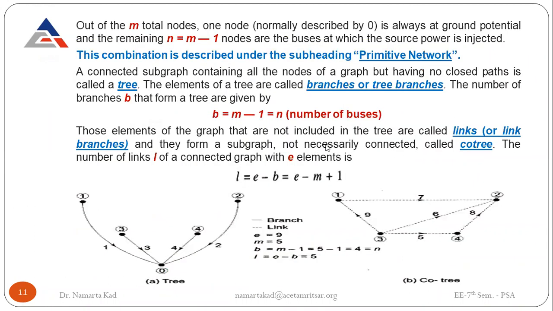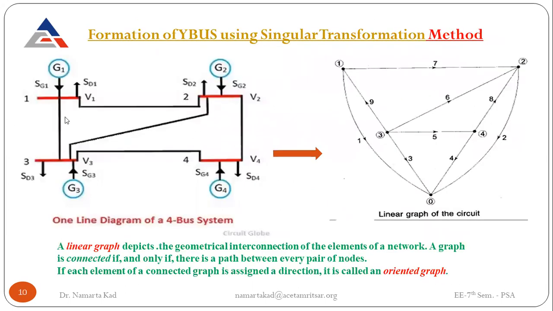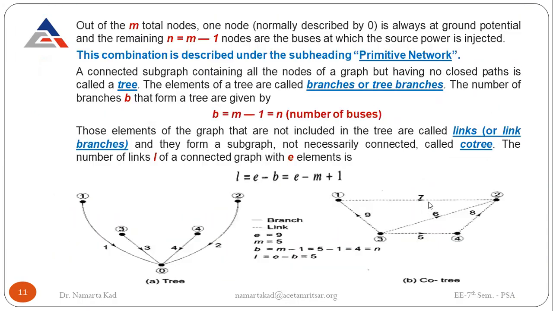Now, out of the m total nodes, one node, normally described by 0, is always at ground potential, and the remaining n, that is m minus 1 nodes, are the buses at which the source power is injected. So in this figure, the total number of buses is n, and n is equal to 4. And the total number of nodes, m, is equal to n plus 1. This 0 node is called the reference node, and it is at ground potential.